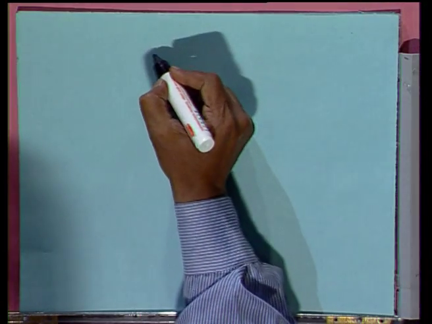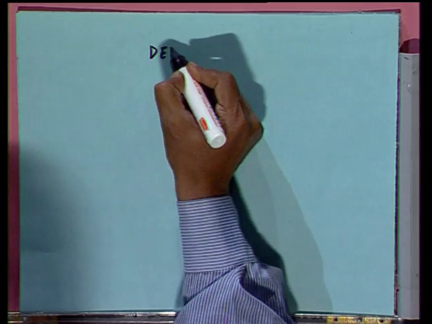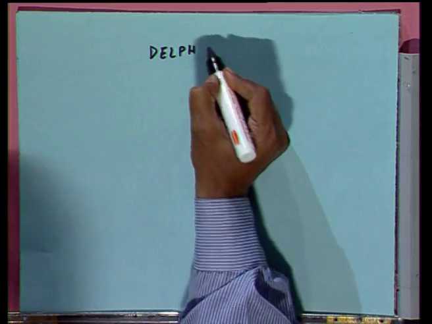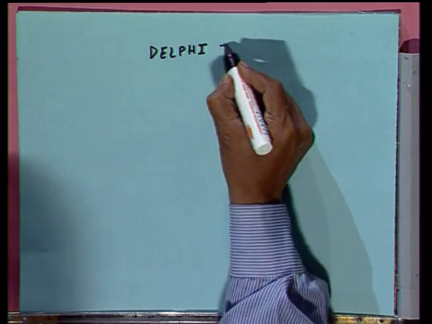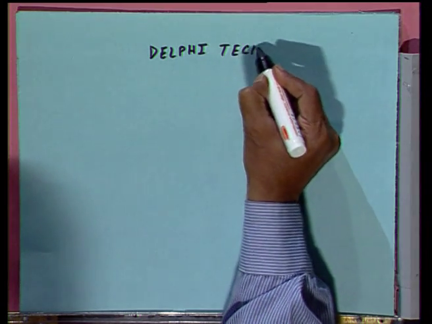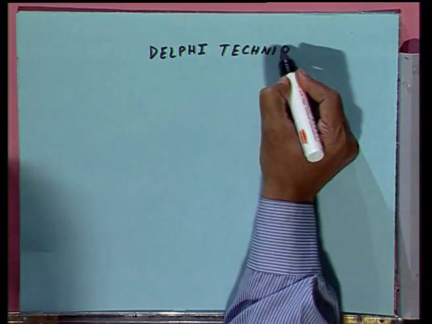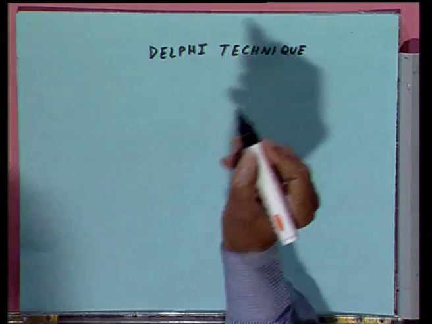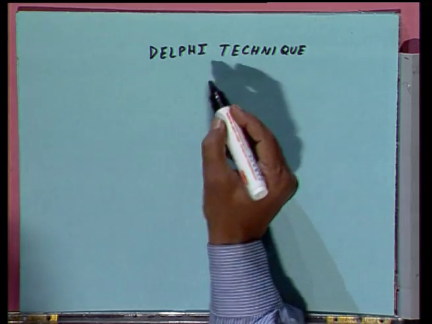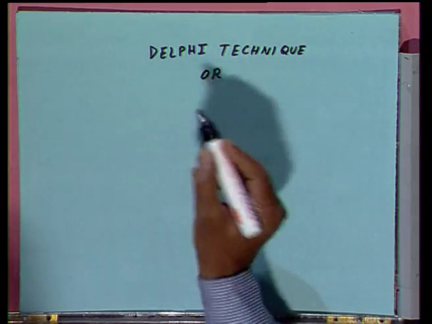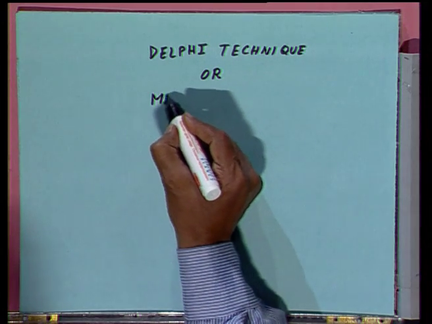Now, in case it is a new product where there is no past demand available, we cannot use the linear model. We use the two techniques which are either the Delphi technique or the market survey technique.